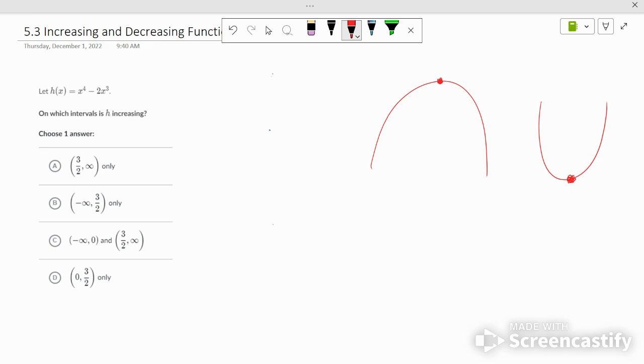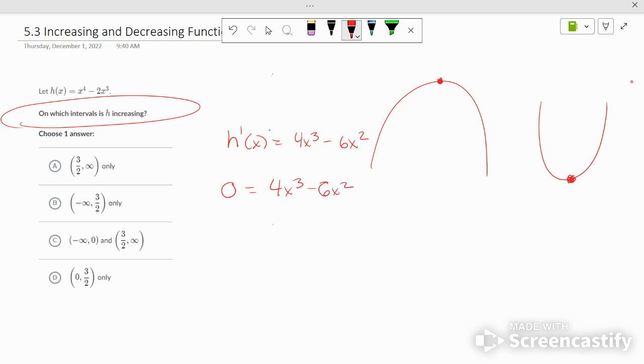Oh, let's look at this. It says, over which intervals is h increasing? So, since this is calculus, we're going to find the first derivative. The first derivative of h of x is 4x cubed minus 6x squared. Okay, set the first derivative equal to 0. 4x cubed minus 6x squared. Factor out what? 2x squared, and we get 2x minus 3. So our critical numbers are at x equals 0 and x equals 3/2.